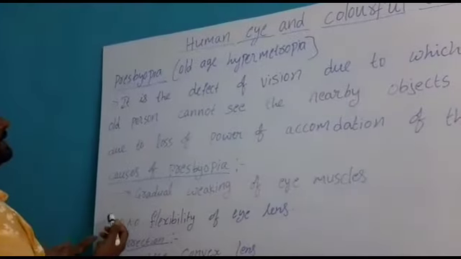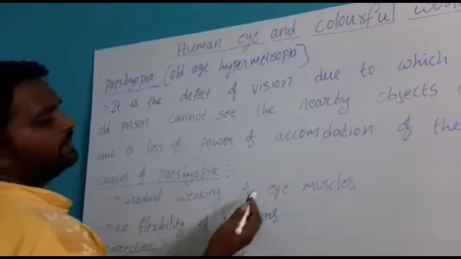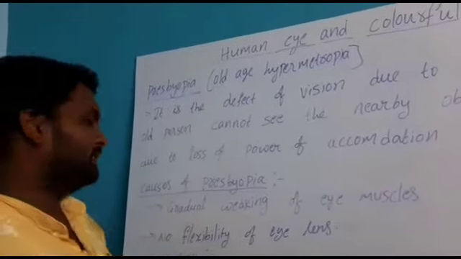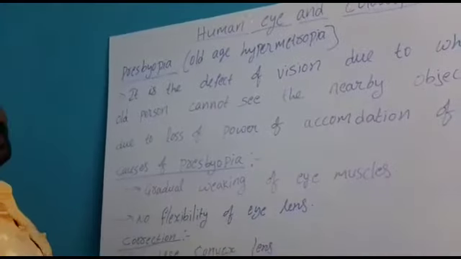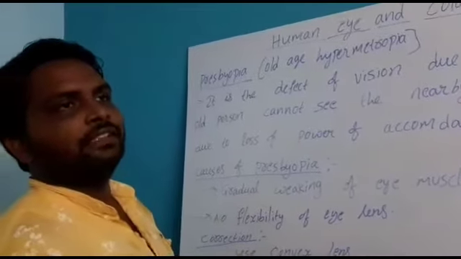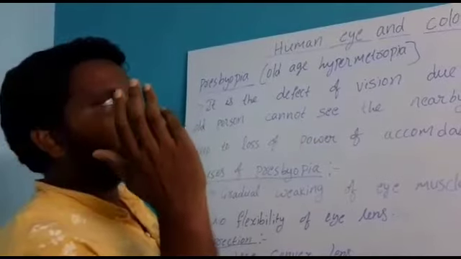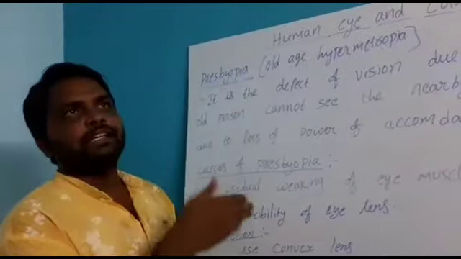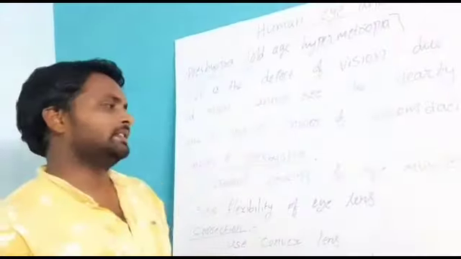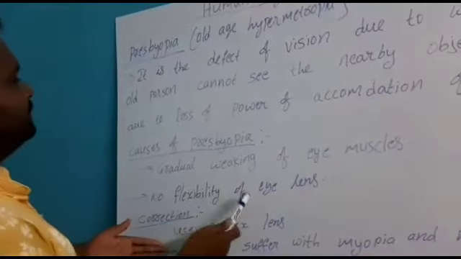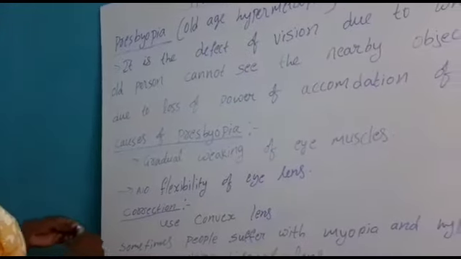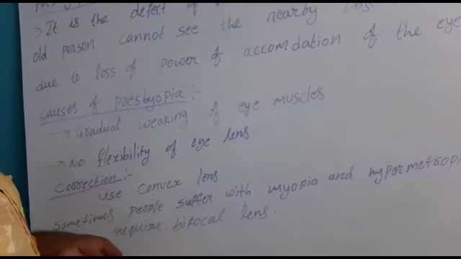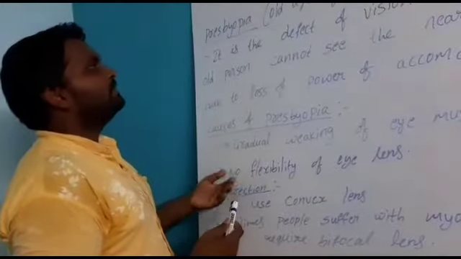What are the causes? Gradual weakening of eye muscles. Because of old age, the muscles get weak, and there is no flexibility of the eye lens. That black colored eye lens does not have flexibility. For example, if you are looking this side, we can see this side and that side properly, but old age people can't turn that lens easily. Because of these two reasons, they get presbyopia. So how to correct this problem? Use convex lens. Mostly doctors refer to use convex lens.